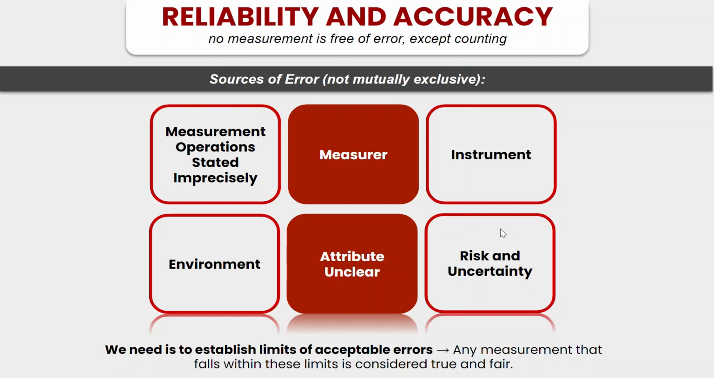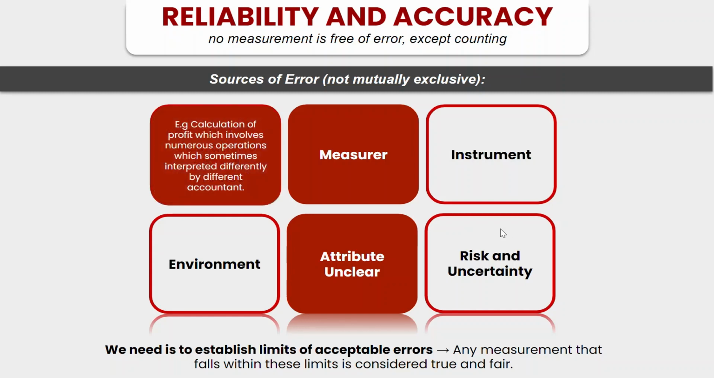The first source is measurement operations stated imprecisely. When a set of operations is not stated precisely, it may be interpreted incorrectly by the measurer. For instance, the calculation of profit involves numerous operations, which are sometimes interpreted differently by different accountants. Like cost of repair, some accountants classify it as expenses, but others capitalize it.